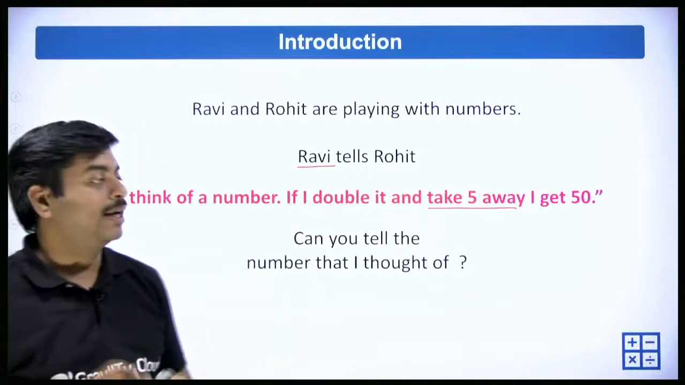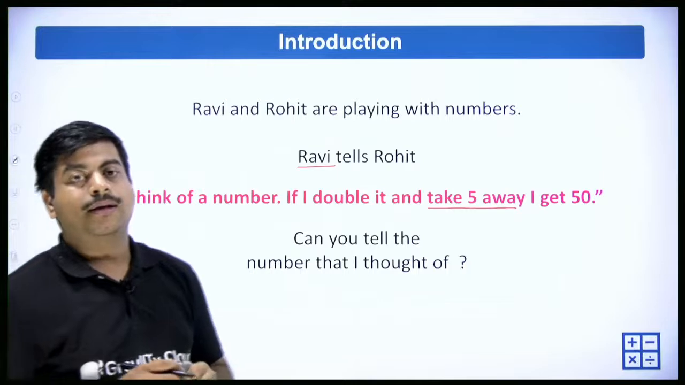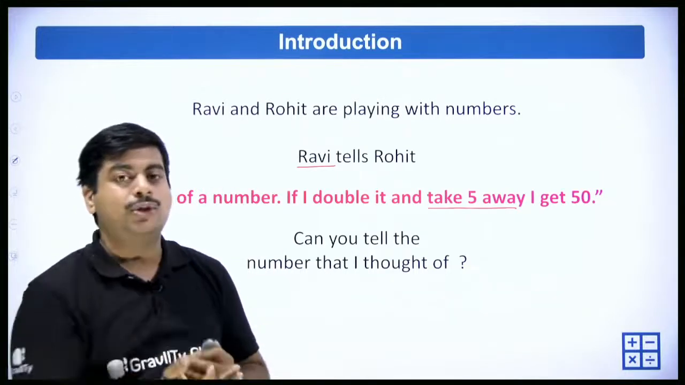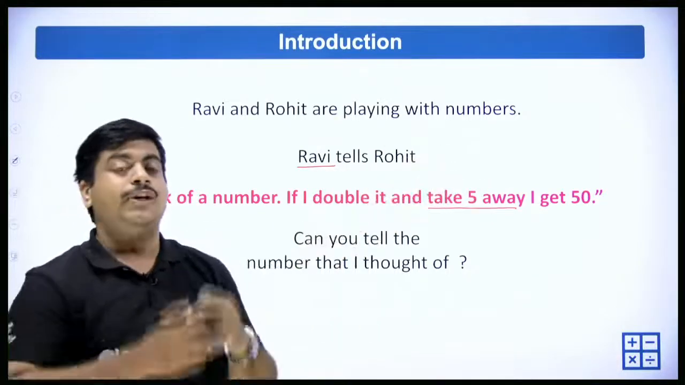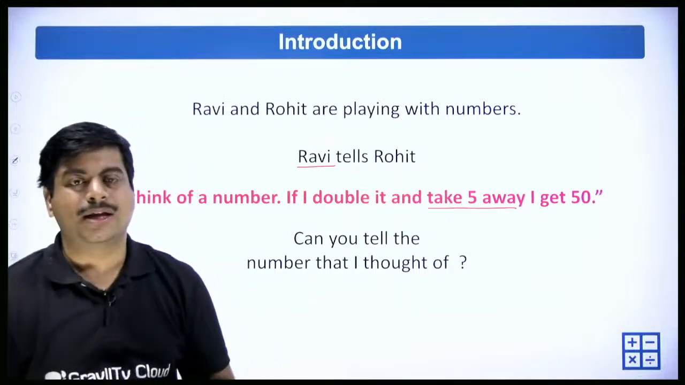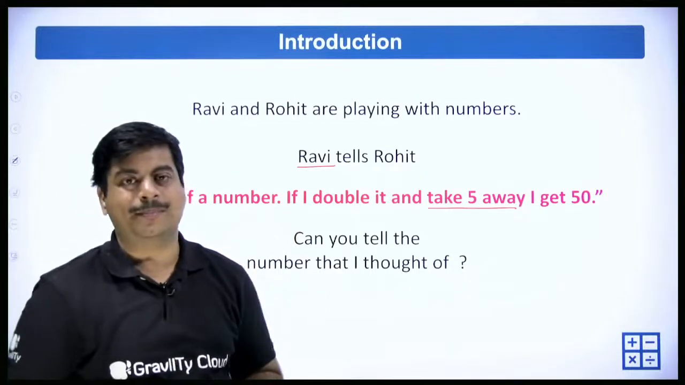And finally you will get 50. Can you tell the number that I thought of? This is the situation: taking a number, multiplying with 2, subtracting 5, and finally we got 50. So we need to find what that number is, and how to find that. That is where the linear equations concept will be applicable.